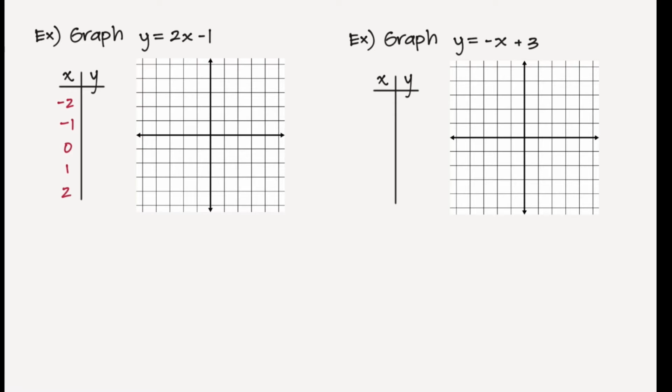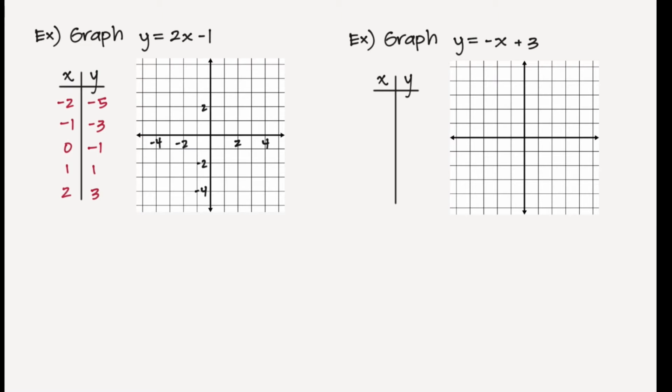So when I plug in -2, that's really -4 minus 1, which is -5. When I plug in -1, that's -2 minus 1, which is -3. When I plug in 0, that's 0 minus 1, which is -1. 2 times 1 is 2, minus 1 is 1, and then 2 times 2 is 4, take away 1 is 3. So now I can go ahead and plot all 5 of these points on my graph, and hopefully they're going to line up to create a straight line.